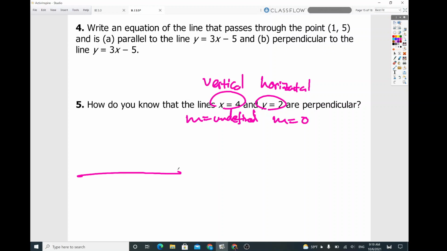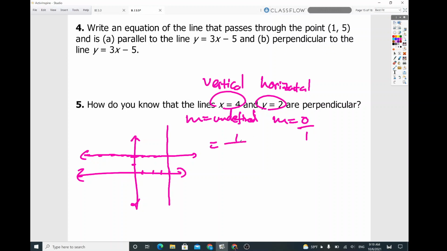So once you sketch the graph, you'll see that. So y equals 2, right up here, supposed to be solid. And then the other one, x equals 4, 1, 2, 3, 4, vertical, it's also solid. So as you can see, this one is like 0 over 1. Undefined means consider the reciprocal, 1 over 0. There's no negative or positive for this one, because 0 is always a neutral number. Yes, indeed, they are perpendicular. So x equals 4 is perpendicular to y equals 2. Again, the upside down t means it's what? Perpendicular.